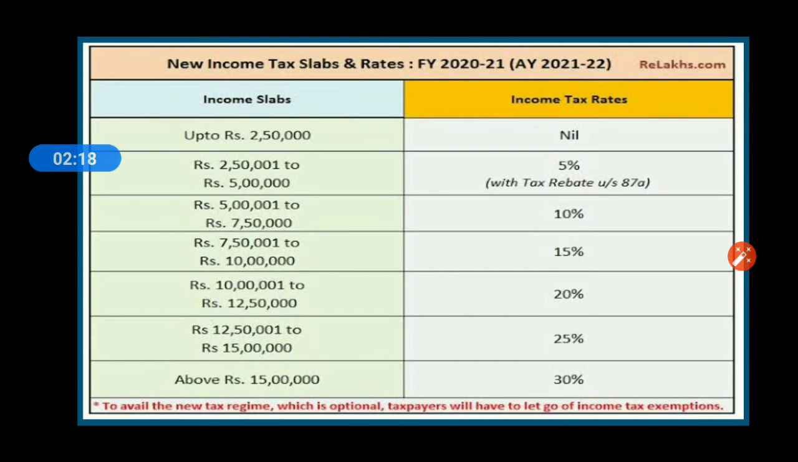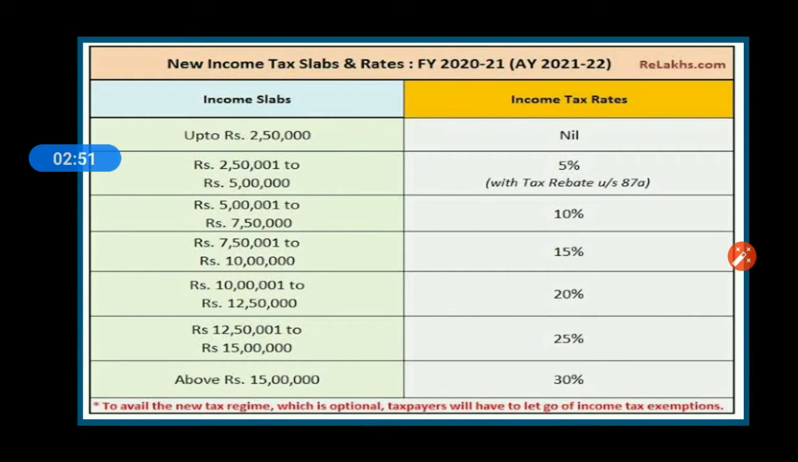And the next concept is new income tax rate slabs. If your income is up to 2.5 lakh, there is no rate, that is nil rate. If your income is 2.5 lakh to 5 lakhs, then you have to pay 5% tax rate. But after availing rebate under section 87A, you will end up paying zero tax. So you can say up to 5 lakh rupees there is no tax, but you have to file return.